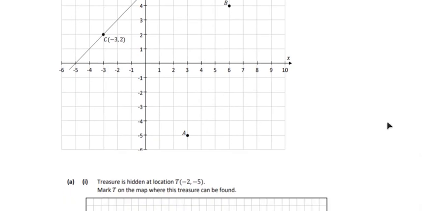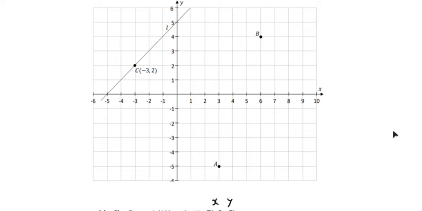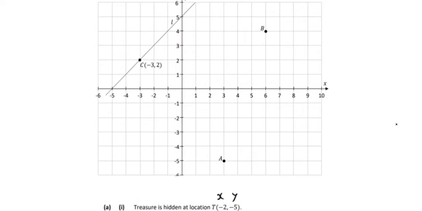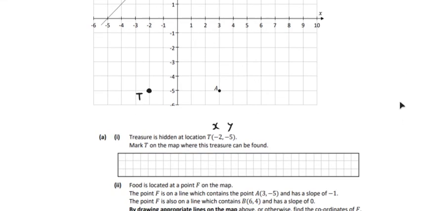Treasure is hidden at the location -2, -5, so you just need to plot that. It's a nice, easy first question. Remember, x coordinate, y coordinate: you go across first and then up or down. So we go across to -2 and then down to -5. So -2, -5 is there on the graph, and we have to mark it as T on the graph. That's where the treasure is.